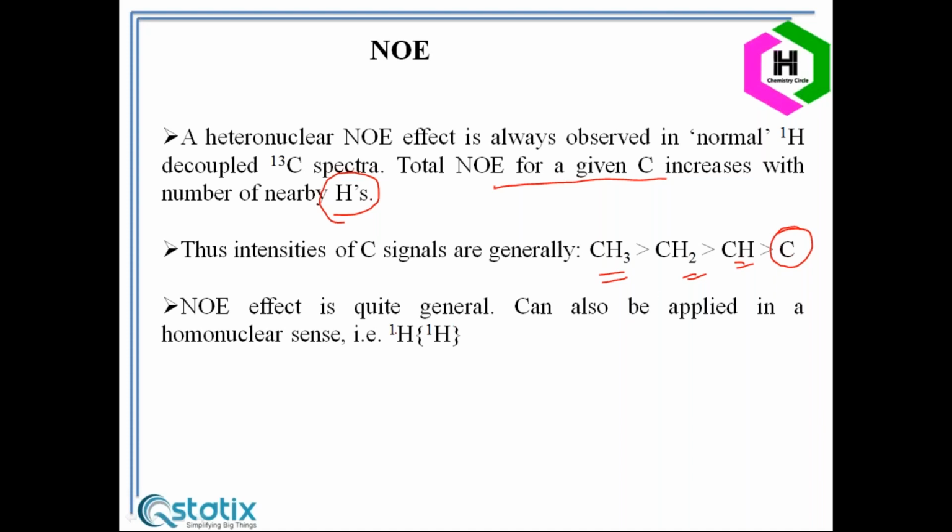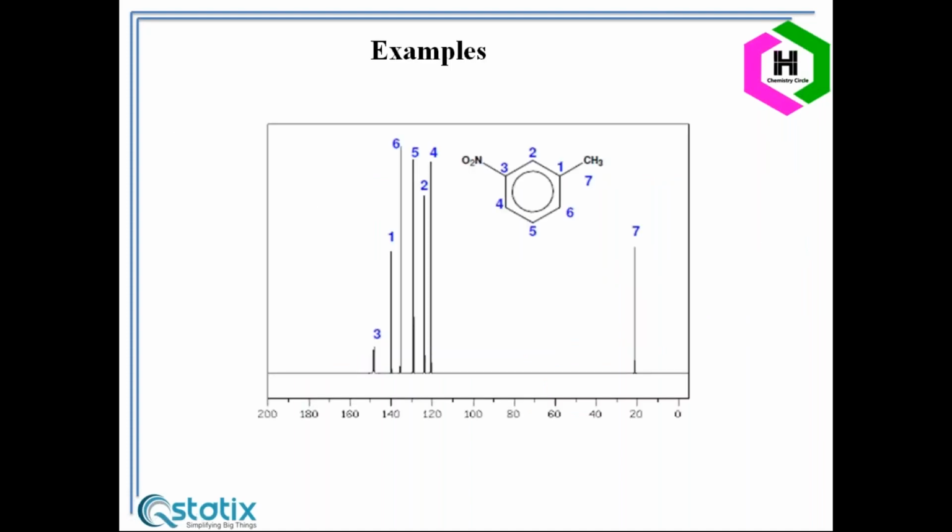You can also apply it in the homonuclear case like proton-proton, and carbon C13 also. But C13 is not very popular because C13 abundance is very low, so you will have a very small effect, and the observed effect is going to be very small. It is not significant. So these are some examples where, because of the hydrogens, the intensity of the peaks is going to be increased.